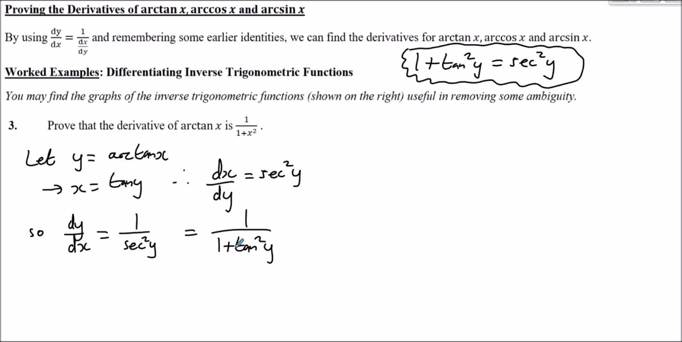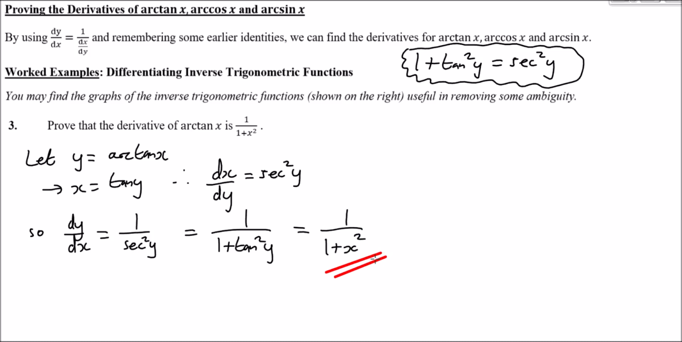But of course, what did we define tan y as? Well, we defined y as arctan x, so x is tan y, therefore tan y all squared, tan squared y, is x squared. So that's our result, 1 over 1 plus x squared. That is the derivative of arctan x.